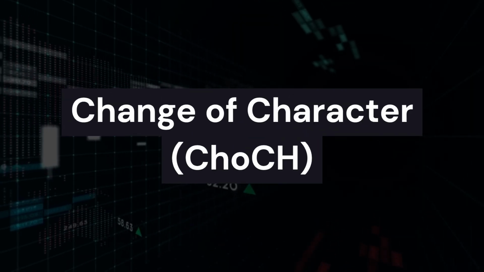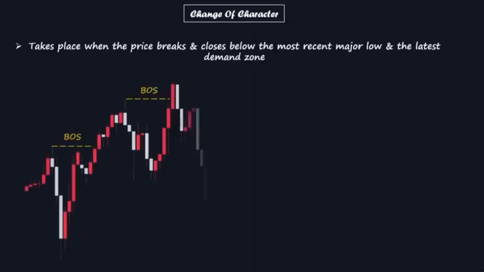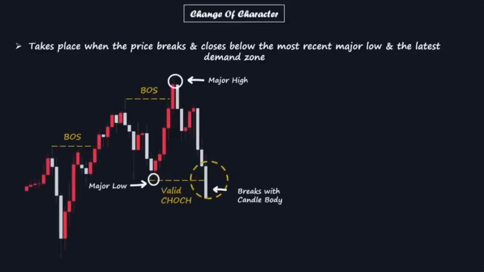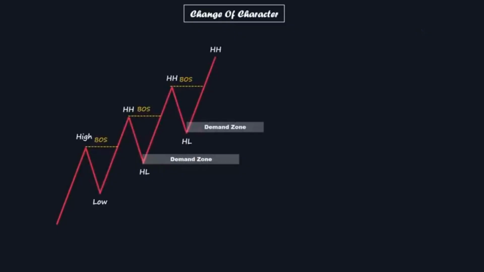Second, change of character. Change of character means that the market is shifting direction. It usually happens when the price breaks the last high in a downtrend or the last low in an uptrend. Basically, the market is saying, I don't want to continue in the same trend anymore.